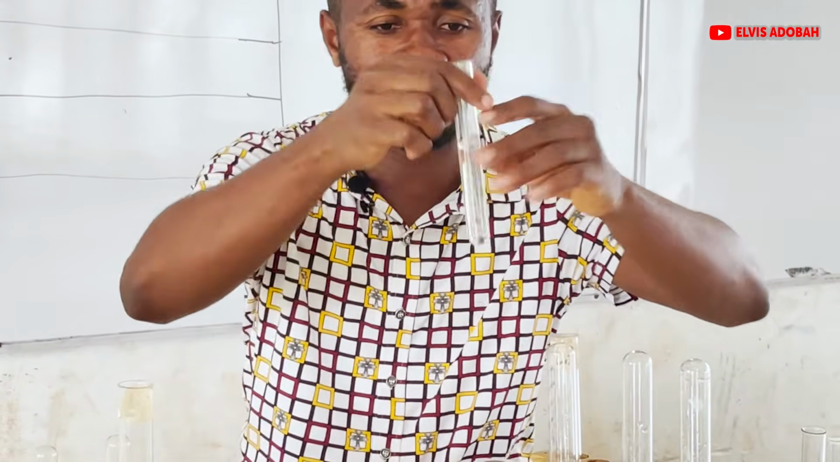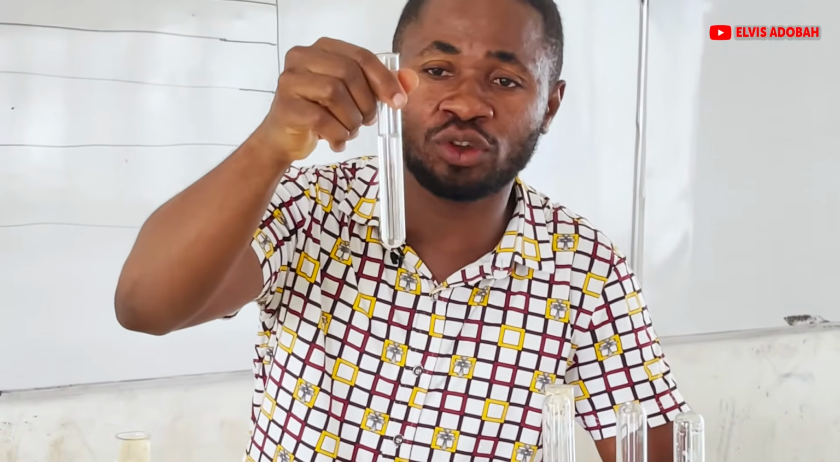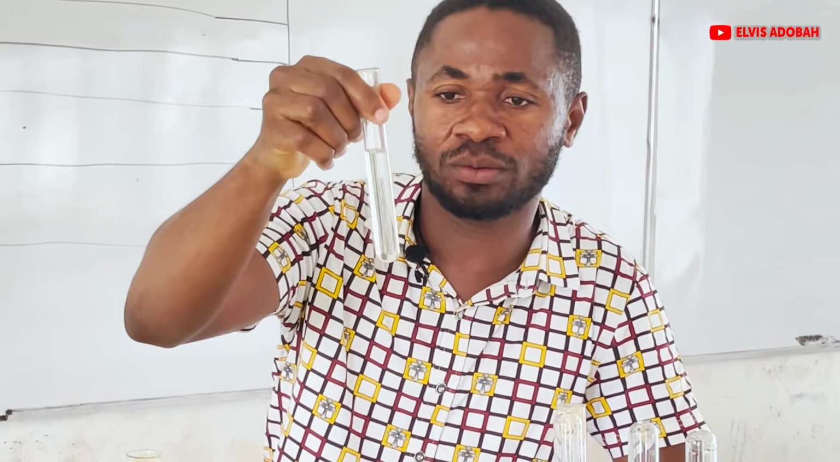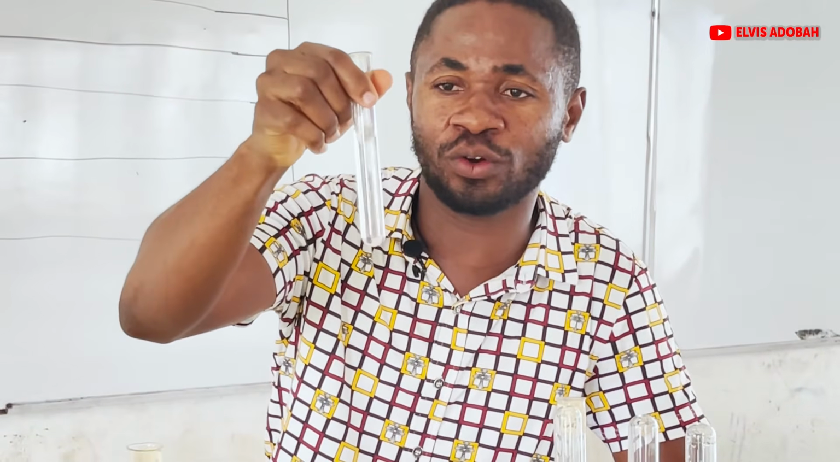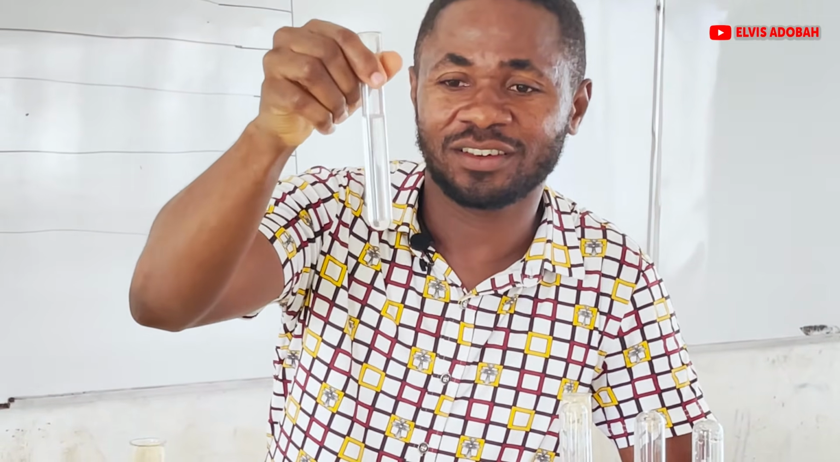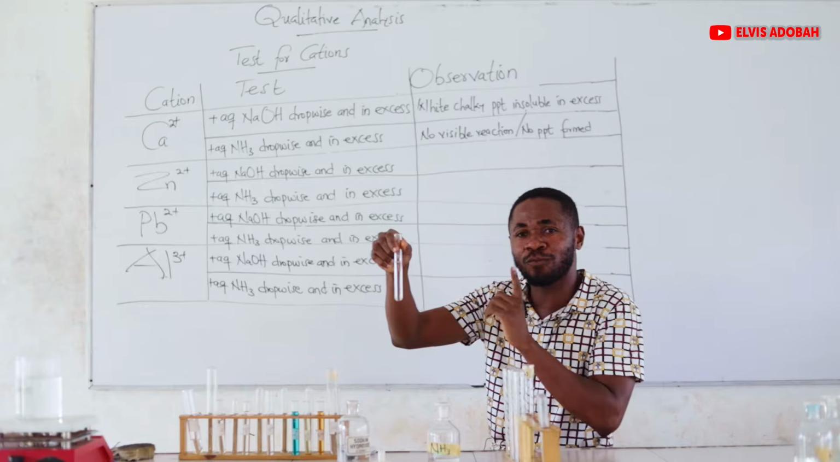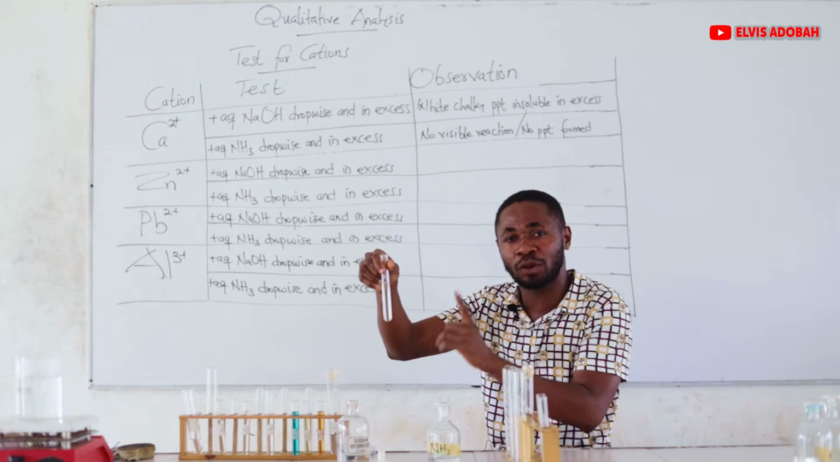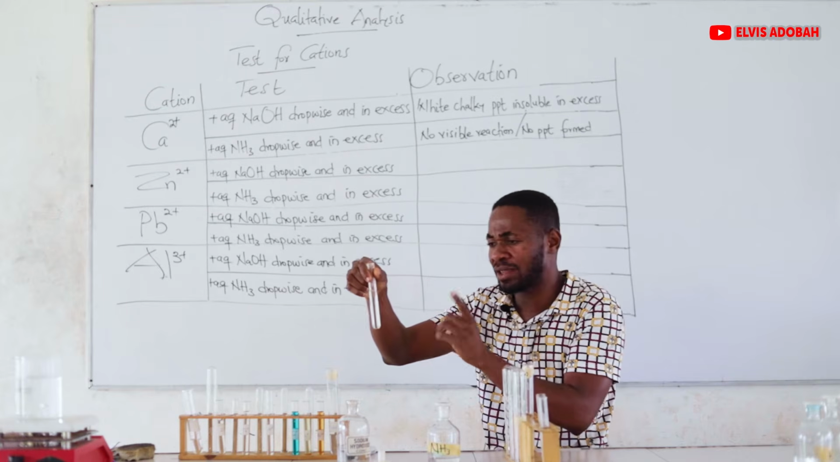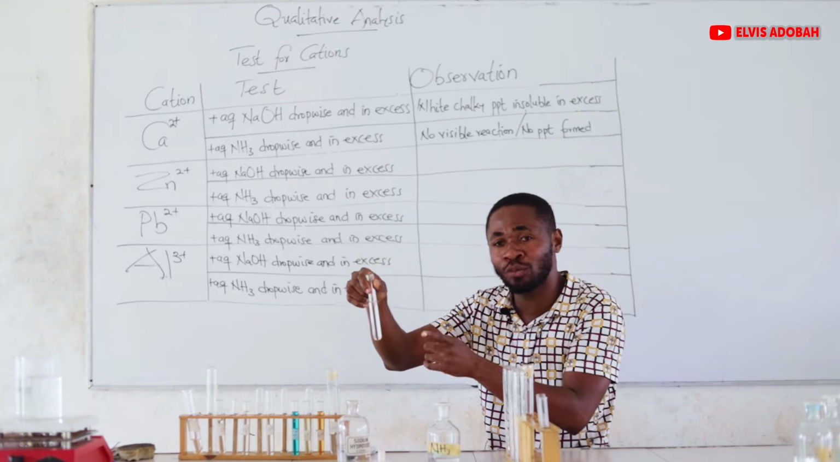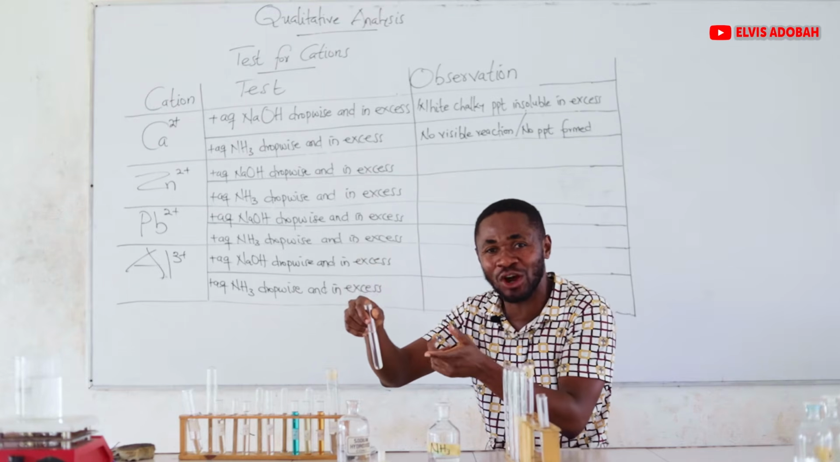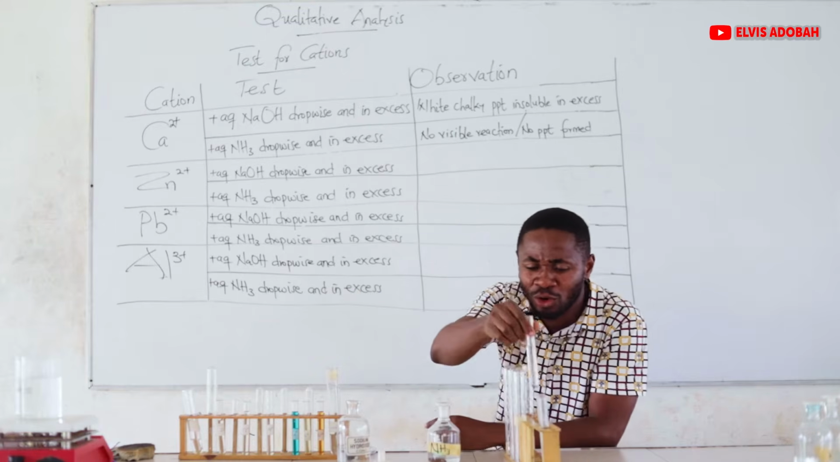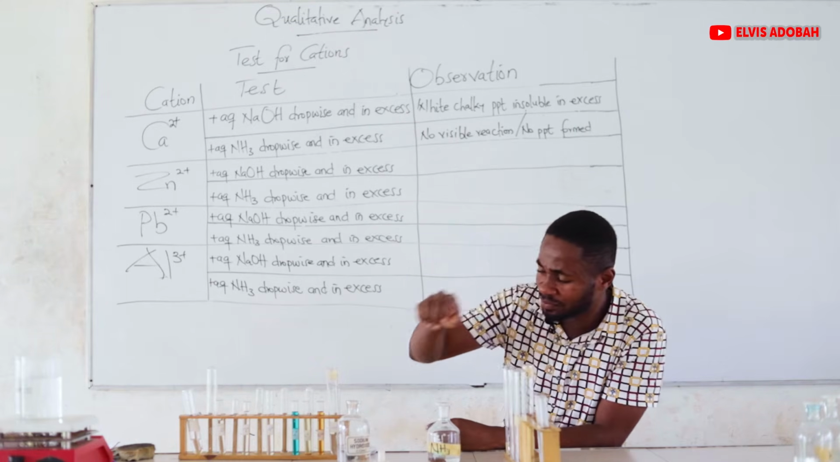Do you see the precipitate dissolving? Now, if it's not dissolving, shake it a little to see whether it will dissolve or not. So we formed a white gelatinous precipitate. But this precipitate is soluble in excess sodium hydroxide. So how are we going to record this observation?